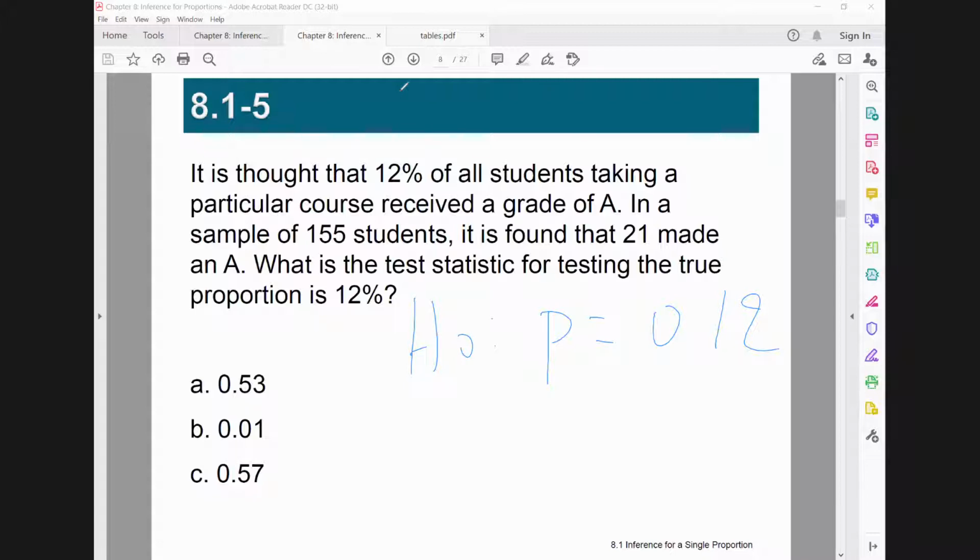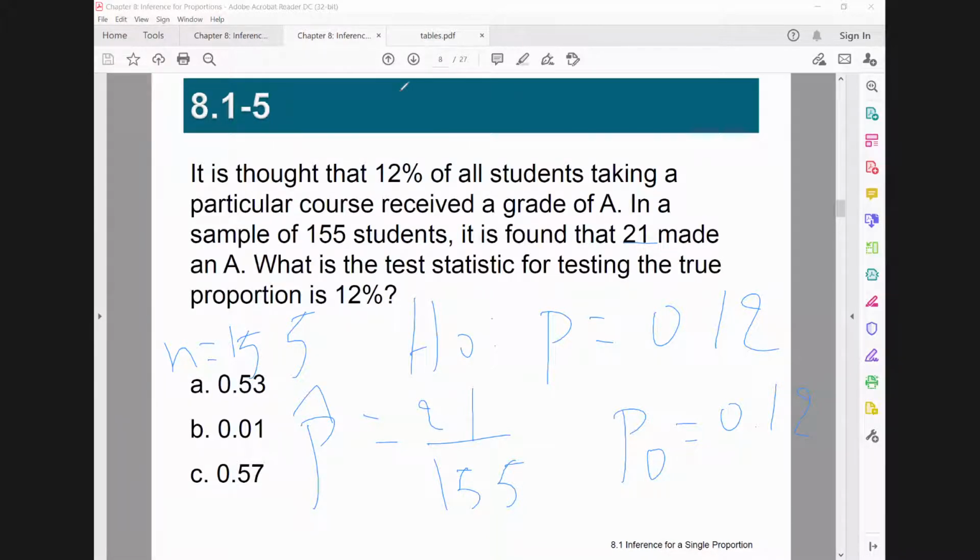In a sample of 155 students, here the sample contained then n equal 155. It is found that 21 make A. Then P hat is equal to 21 over 155. This is P hat. You know P naught equal 0.12. Then we have P hat and P naught, and we have N also. What is the test statistic for testing the true proportion is 12%.